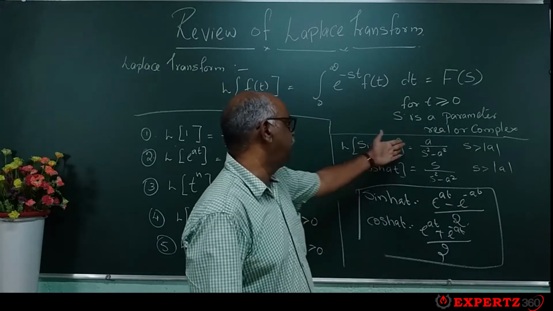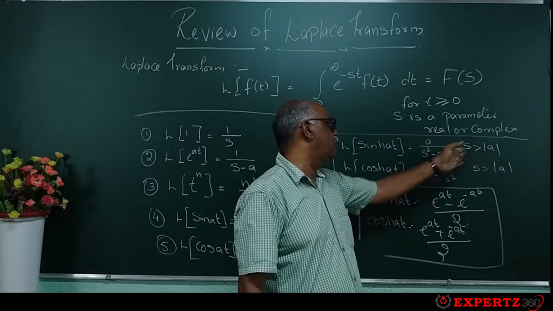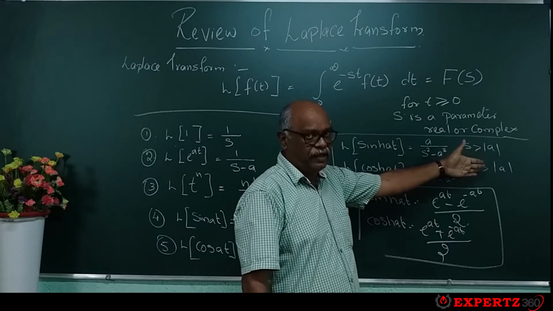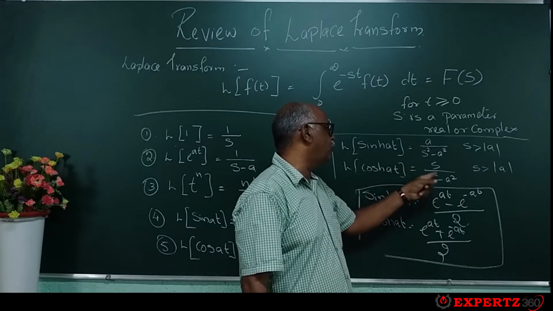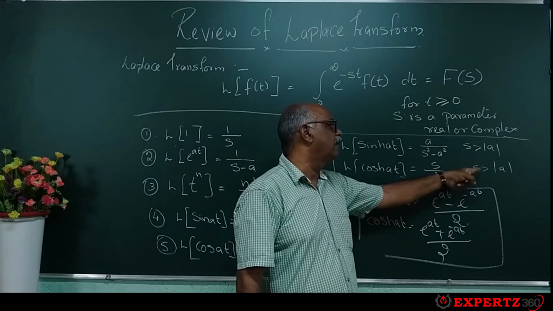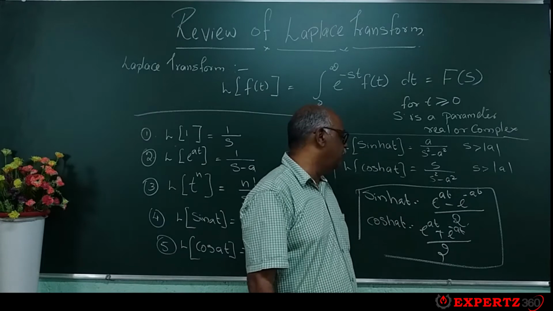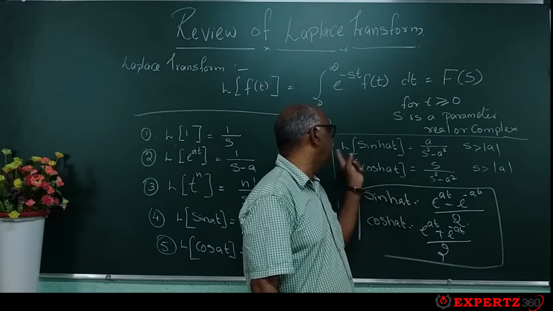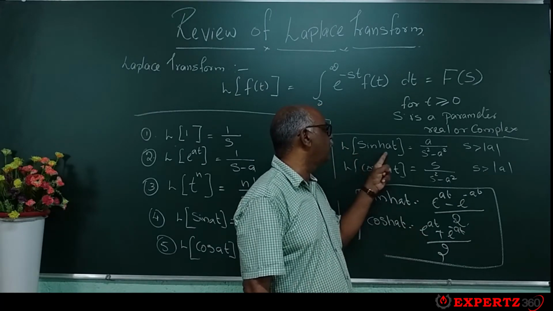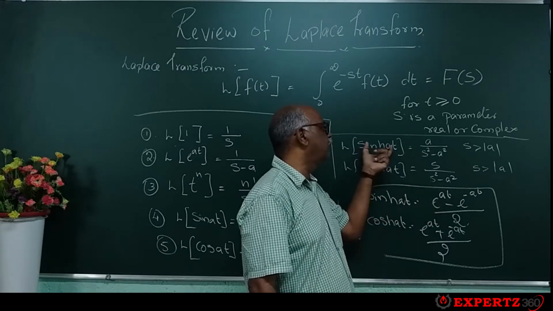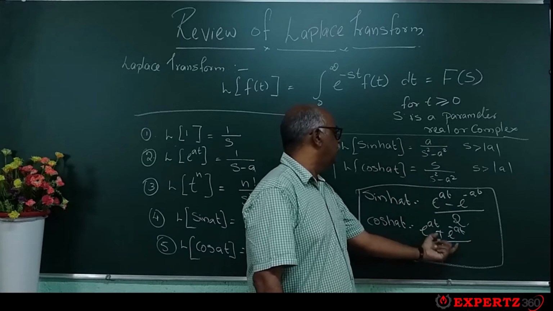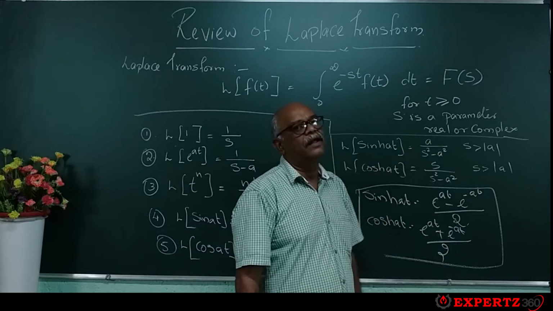Okay, so Laplace of sinh at is equal to a divided by s square minus a square, where modulus of s is greater than modulus of a. Laplace of cosh at is s divided by s square minus a square, modulus of s greater than modulus of a. You can have the Laplace transform of e raised to at minus e raised to minus at divided by 2. Instead of sinh at, you can put it over here, and the same answer you will be getting.